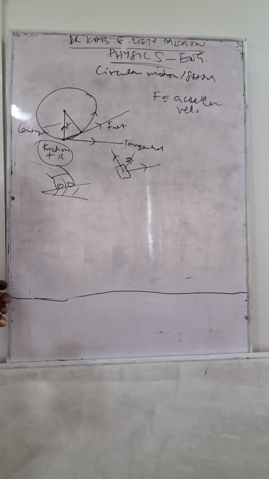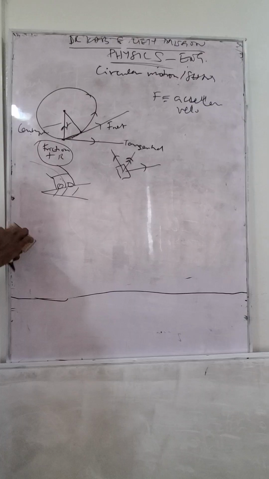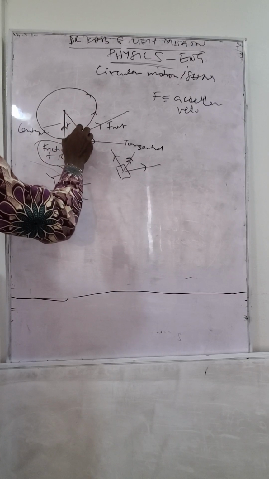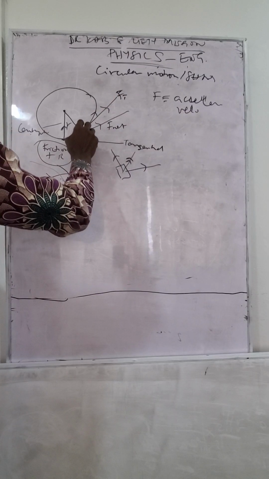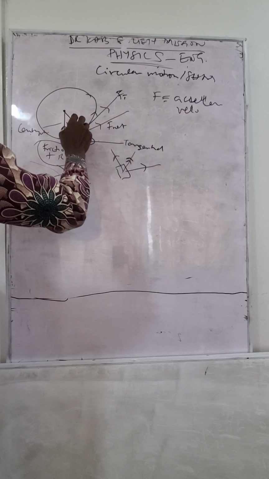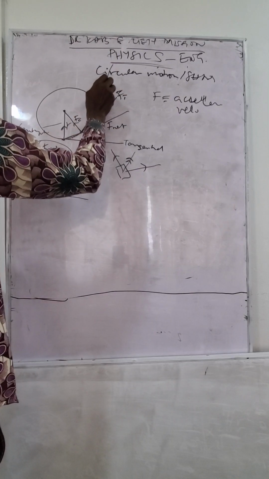Now, the one that we are interested in, having understood this principle: if the body is here, we have a tangential force, this is the tangential, Ft, and then there's a force trying to move it towards the center, this is the centripetal, F centri, and then we have the resultant, F net.